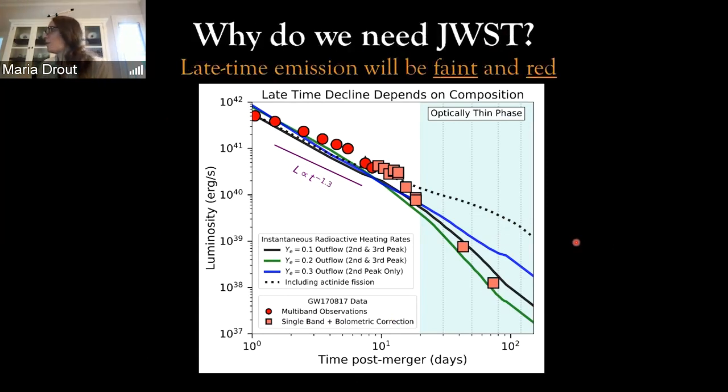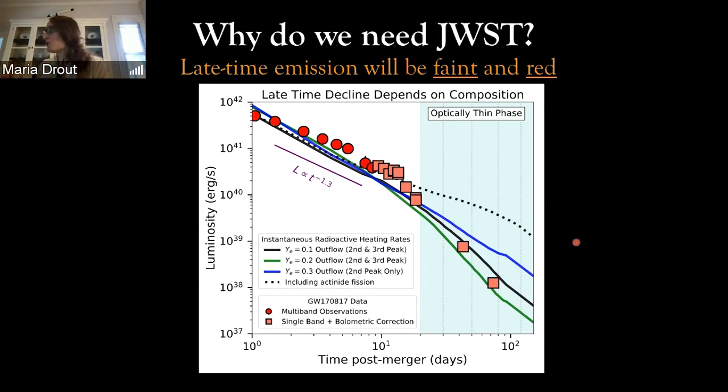So why do we need JWST? There's a couple reasons. The most important is that these objects are incredibly faint. I actually laughed when Ryan mentioned 15th magnitude as potentially really faint. So these objects are much fainter than supernova, and they're going to be 100 to 10,000 times fainter 3 months after explosion than they were at peak. So we need to be able to probe down to magnitudes of like 27th or 28th in order to really make sure that we're constraining what this curve is and how they're actually fading with time.